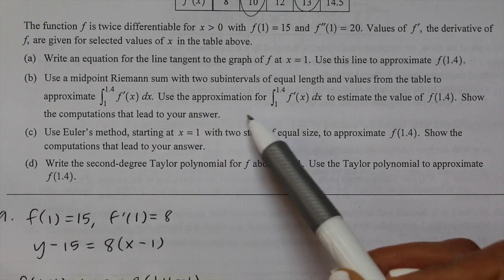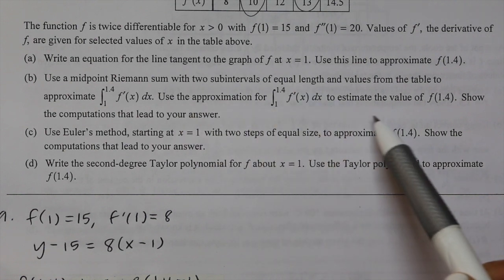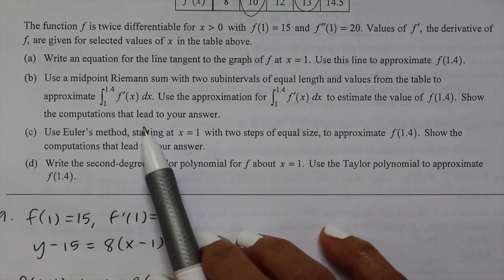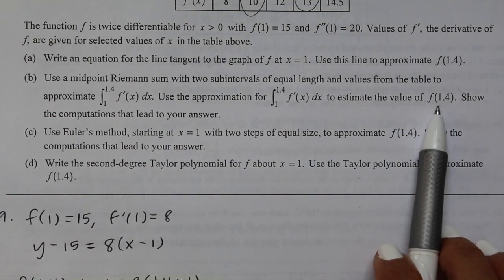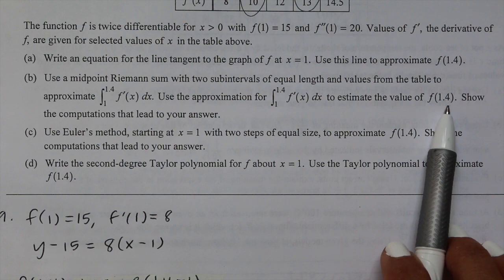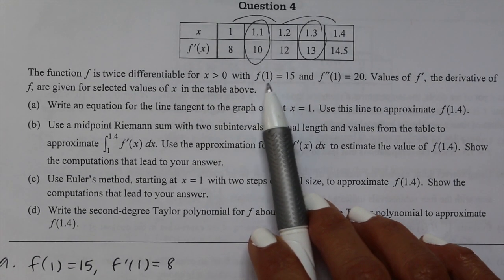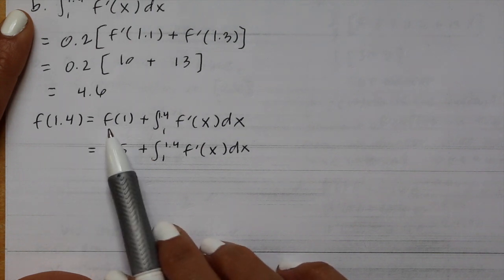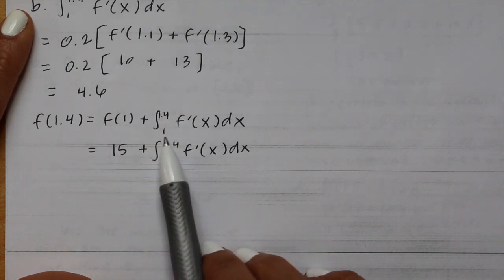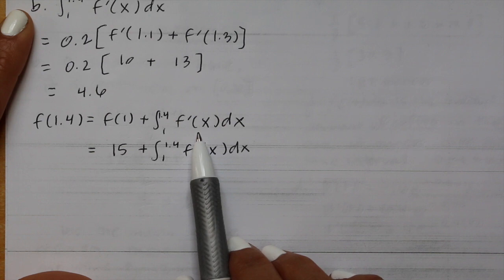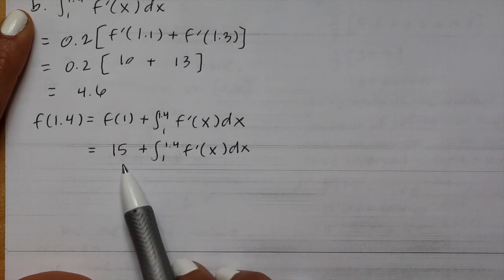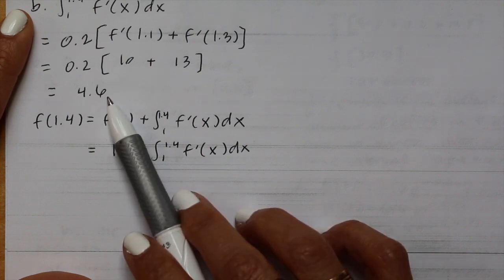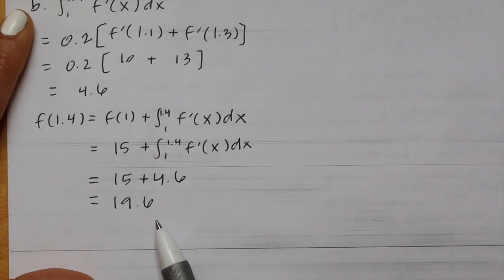It then says use the approximation for the value we just got to estimate the value of f of 1.4. Show all computations that lead to your answer. So in order to find the value of f at 1.4, we're going to use the initial condition that f of 1 is 15. So to find f of 1.4, you're going to start with f of 1 plus the integral from 1 to 1.4 of f prime of x dx. F of 1 is given, you get 15, plus this value that we just got right here, 4.6. So you end up getting 19.6.